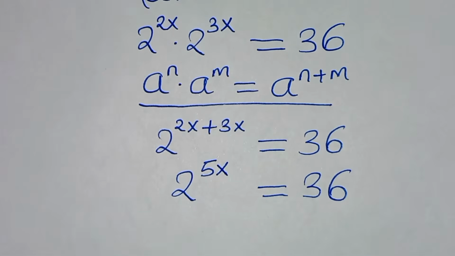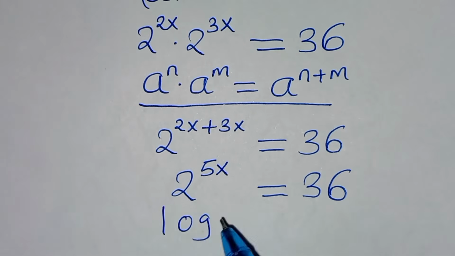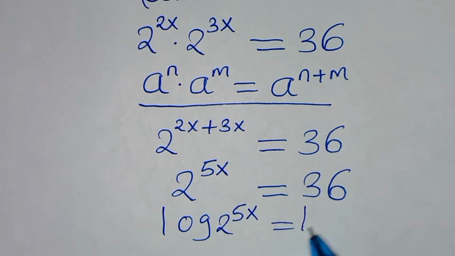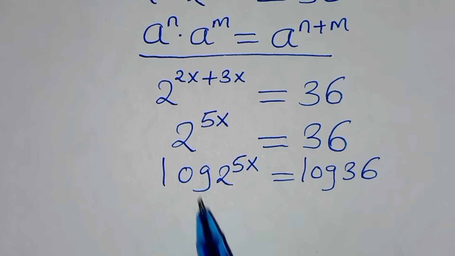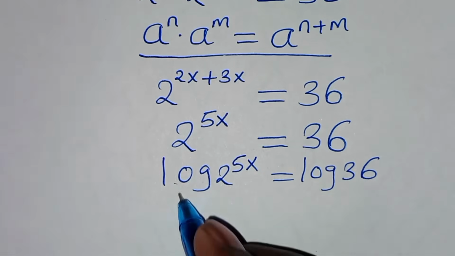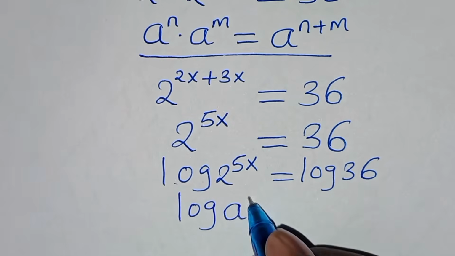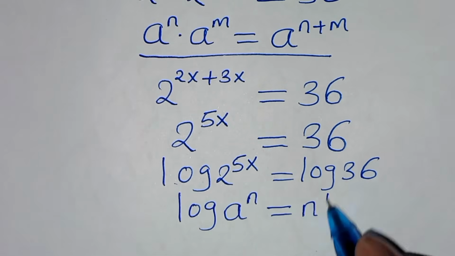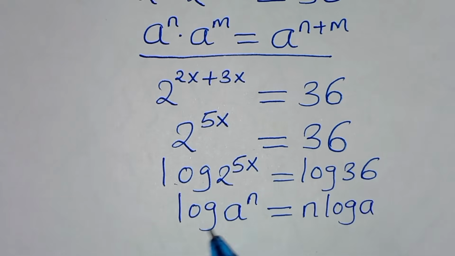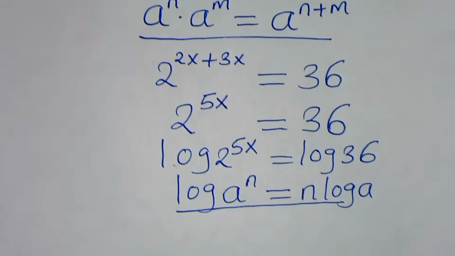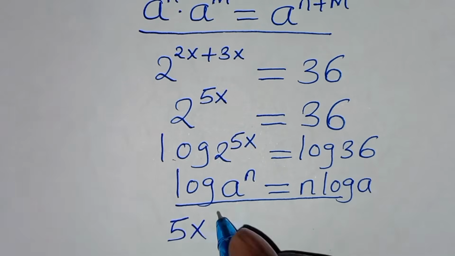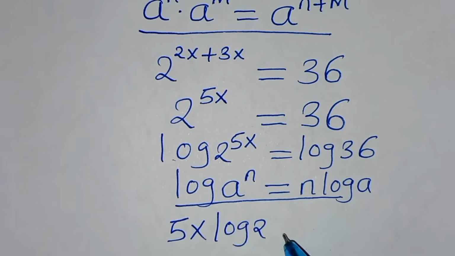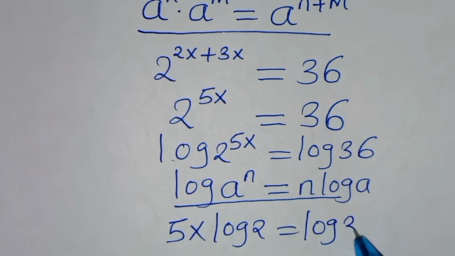To solve for x, we introduce logarithm on both sides. So here we have log 2 to the power 5x. This is equal to log 36. So log 2 to the power 5x is in the form of log a to the power n, which we can express as n log a. Applying this power rule property, log 2 to the power 5x becomes 5x log 2. This is equal to log 36.